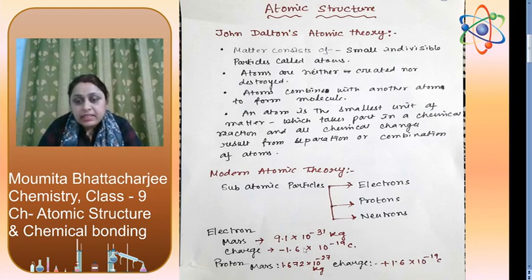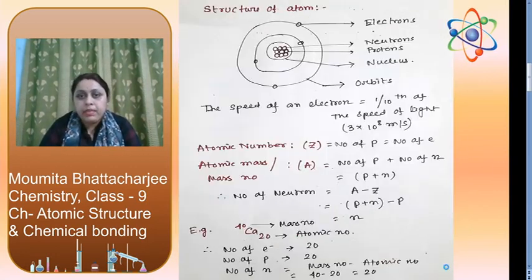You can see the difference of mass of an electron and a proton. The mass of a proton is much greater than the mass of an electron. The charge of a proton is the same in amount, only electrons are negatively charged and protons are positively charged. The amount is the same, 1.6 into 10 to the power minus 19 coulomb.